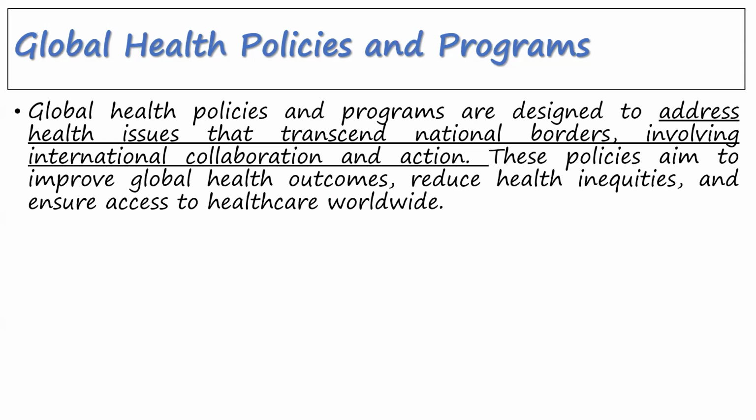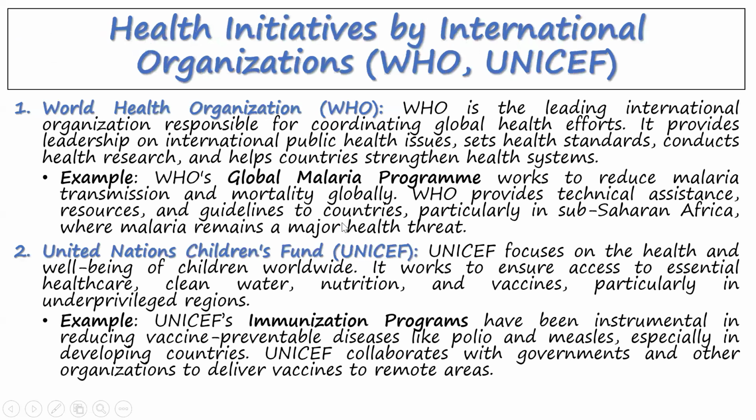For example, if there is an issue in country A, B, or C, there need to be some laws and regulations that will help us to go to that country to help them. So these policies aim to improve global health outcomes, reduce health inequities, and ensure access to healthcare worldwide. So here there are some health initiatives by international organizations.